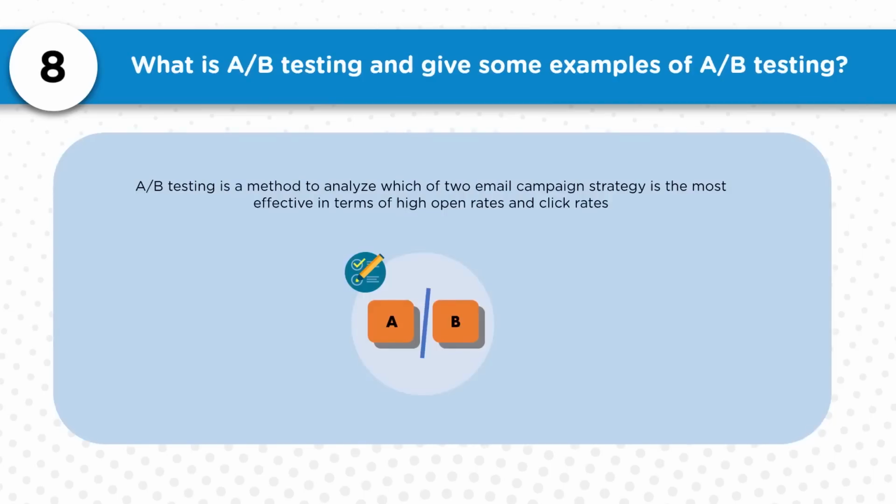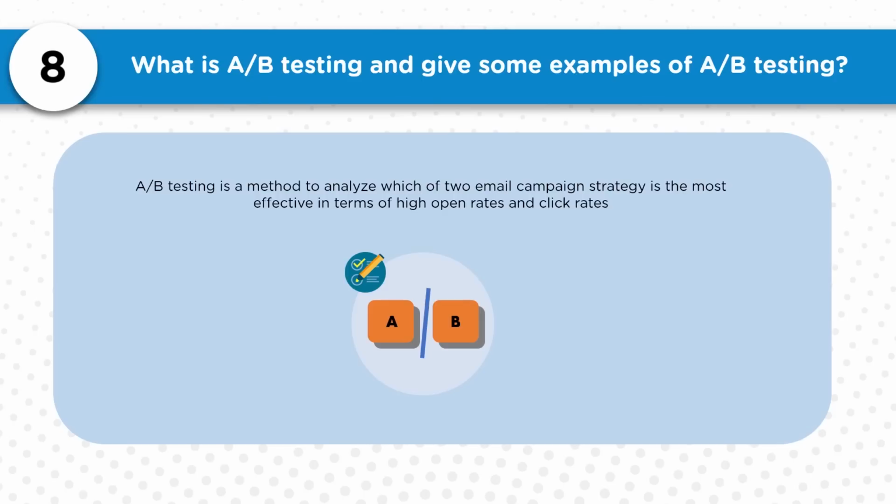Speaking of testing, what is A/B testing, and give some examples of A/B testing? Okay, so we talked a little bit about A/B testing with subject lines. So simply, A/B testing when it comes to email marketing is just a method to analyze which of the two email campaign strategies is most effective. Okay, now you're going to do it based on open rate, you can do it based on click rate, you can do it based on response rate.